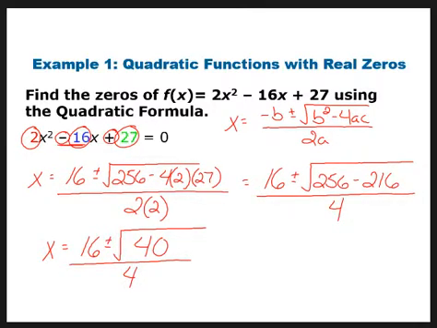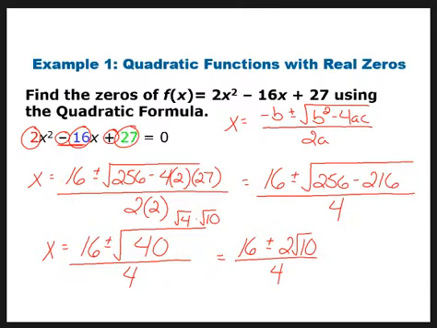All right, now the next thing I want to look at here is that square root. Can I break that square root down? Well, 40 is not a perfect square, but there is a perfect square that goes into 40, which is 4. So I'm going to think about the square root of 40 as the square root of 4 times the square root of 10. All right, so what that allows me to do is I now have 16 plus or minus, if I take the square root of 4, I get 2 square root of 10 over 4.